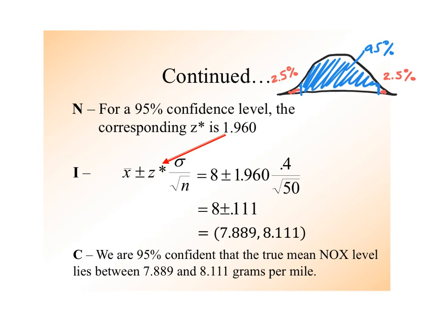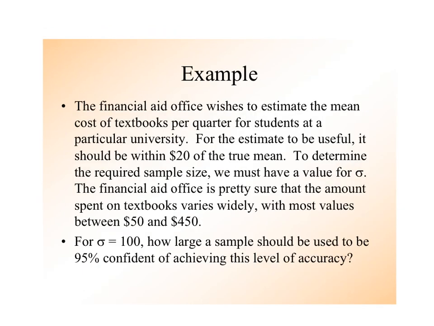Okay, so let's do one more example. And then let's do number 4. Number 4. The Financial Aid Office wishes to estimate the mean cost of textbooks per quarter for students at a particular university. For the estimate to be useful, it should be within $20 of the true mean. Okay, it should be within $20 of the true mean.